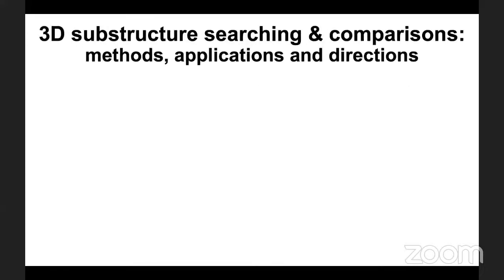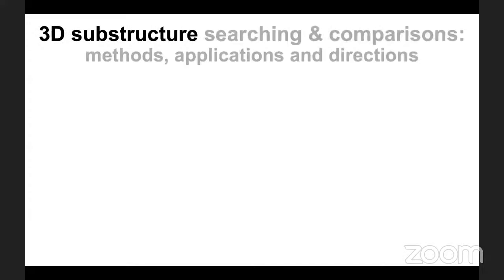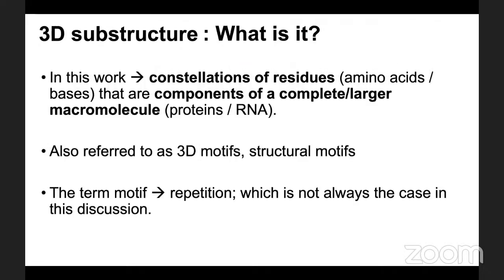So I repeat again the title of my talk, and what I want to talk about now is the 3D substructure. And I want to define this 3D substructure here as constellations of residues that are the components of a complete or larger macromolecule. So we're talking about constellations of amino acids that are components of proteins. These are quite often in literature termed as 3D motifs or structural motifs, but I avoid that term structural motif here because in some of the cases, it is not a repetition, therefore it is not a motif.